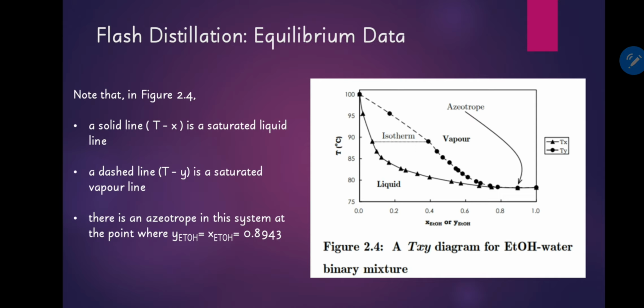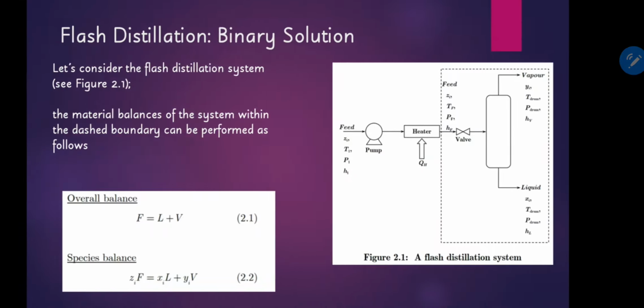Okay, and for the ethanol-water binary mixture, you will be able to know that there is an azeotrope. The azeotrope is at 0.8943, where Y ethanol and X ethanol are equal to that. It means that you have already tackled vapor-liquid equilibrium. I presume that you already know what an azeotrope is and how we break this azeotrope point to further increase the distillate composition. Okay, so we proceed.